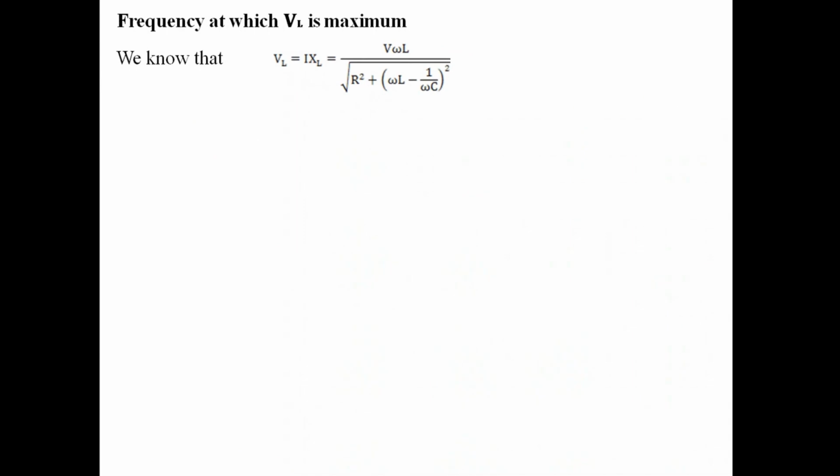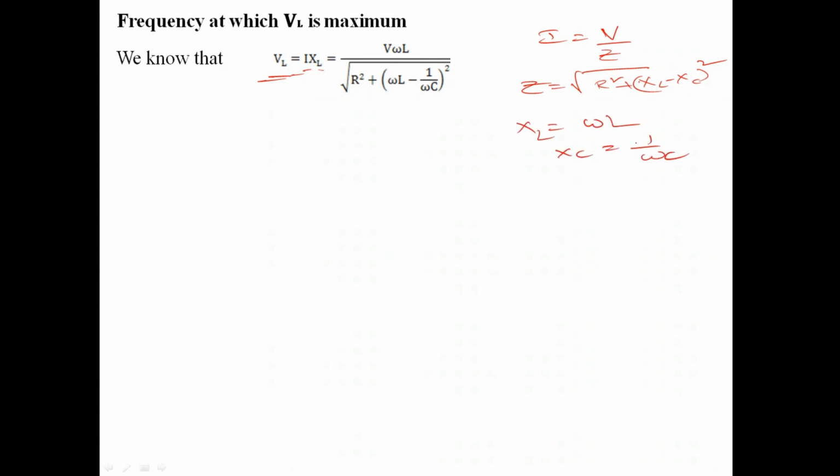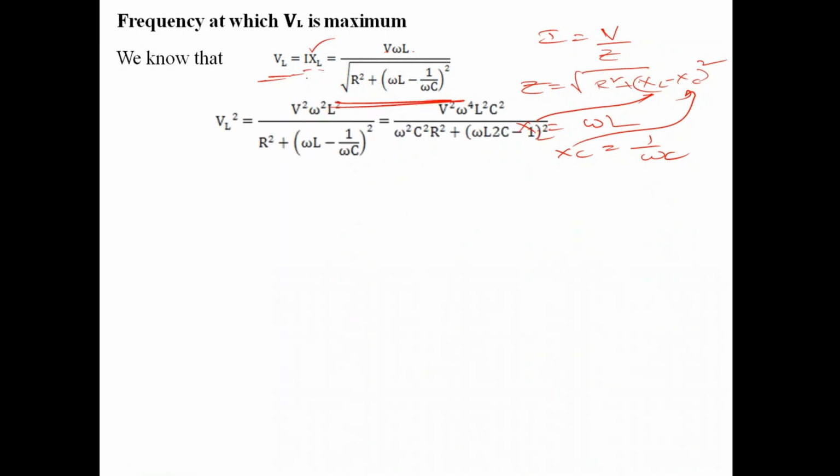So a simple derivation we have here, for the frequency at which VL becomes maximum. For that, we just take the expression for VL. VL is equal to I into XL, and I can write it as V by Z, where Z is given by root over R square plus (XL minus XC) whole square. Now, XL is equal to omega L and XC is equal to 1 by omega C. If you substitute all these quantities here, you will get this expression. In place of XL, you substitute omega L. Therefore, V into omega L divided by this, you will get, right? Then this is equal to VL.